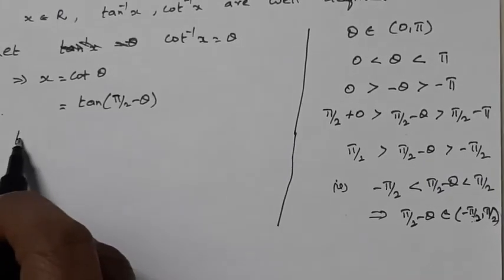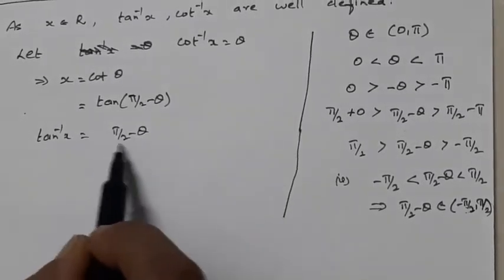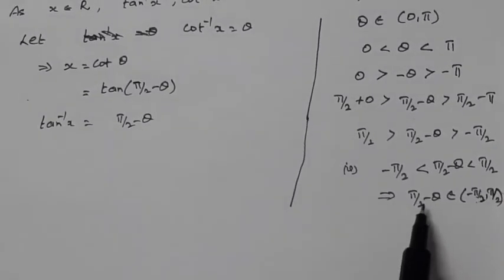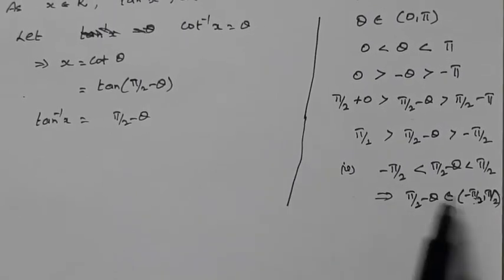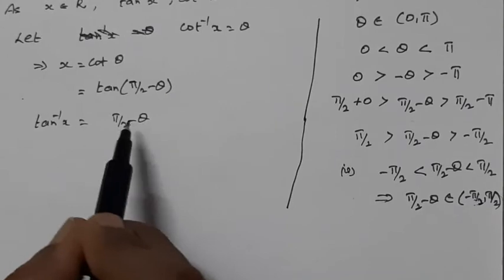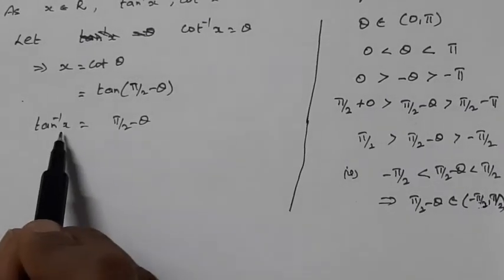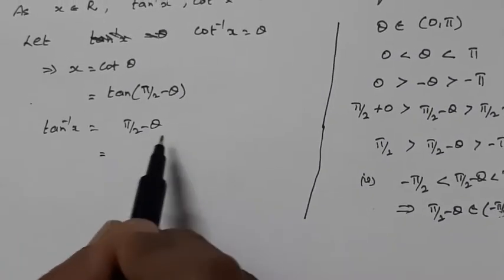Then taking inverse, we have tan inverse of x is equal to pi by 2 minus theta, and clearly for tan inverse, this pi by 2 minus theta should belong to this range, and we have proved that pi by 2 minus theta belongs to the open interval minus pi by 2 to pi by 2. So the output belongs to the respective range of tan inverse. We have proved this. So tan inverse of x is equal to pi by 2 minus theta holds good.